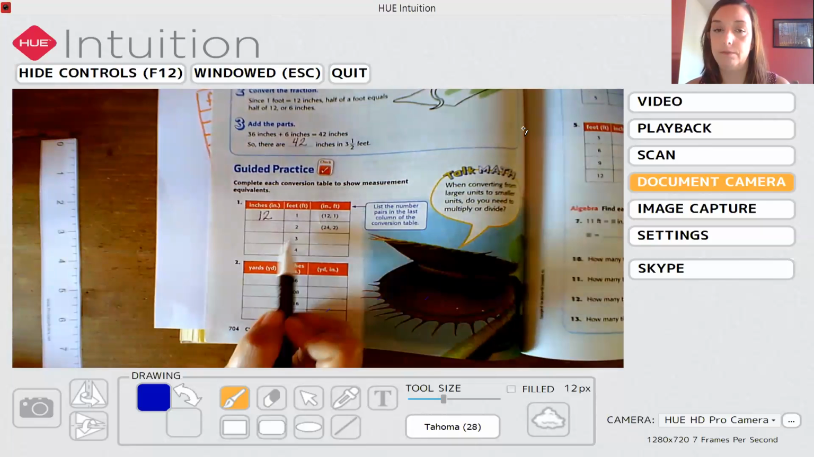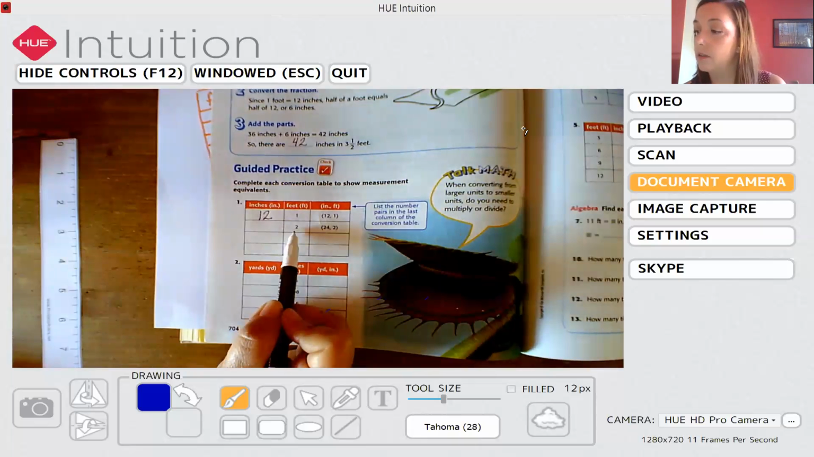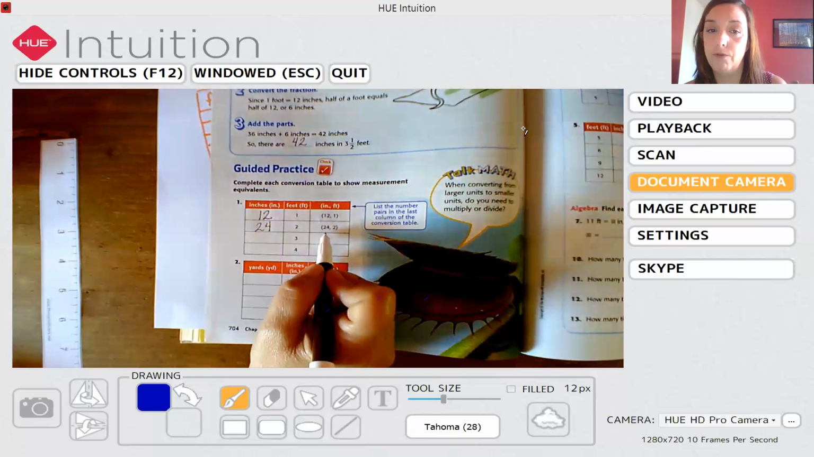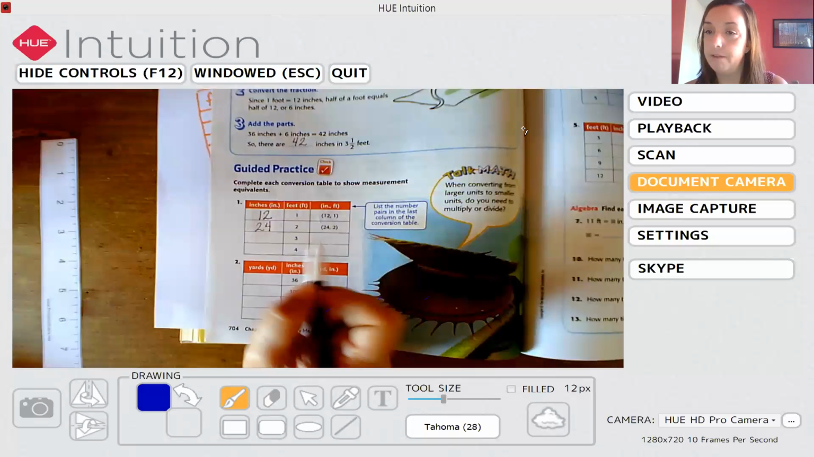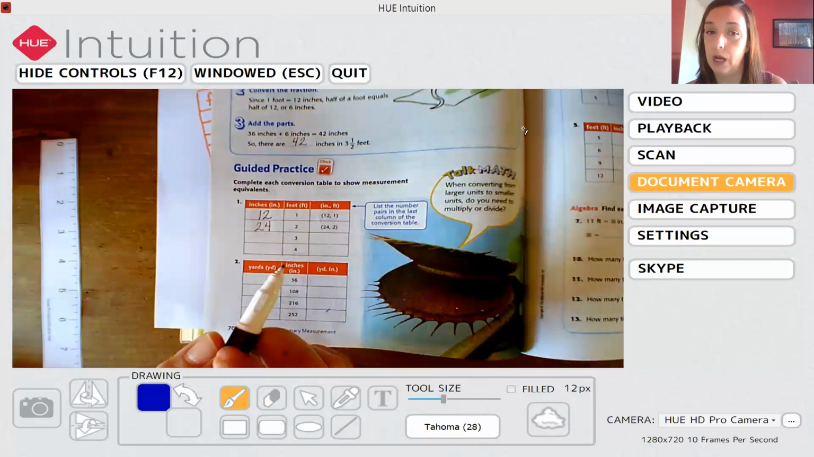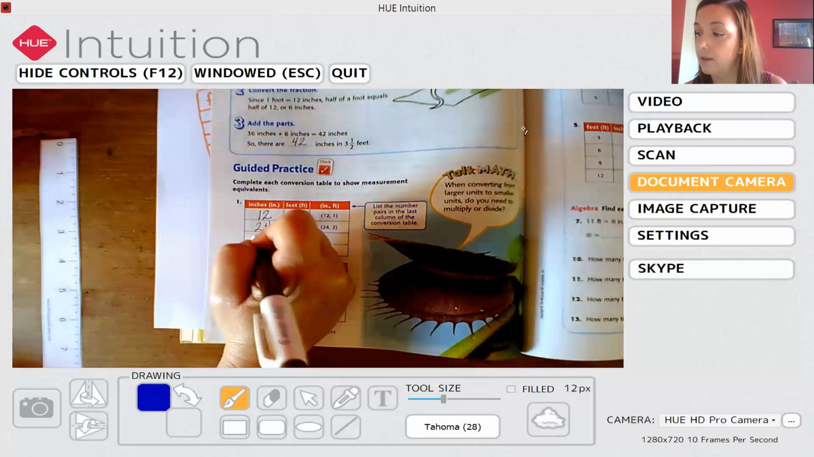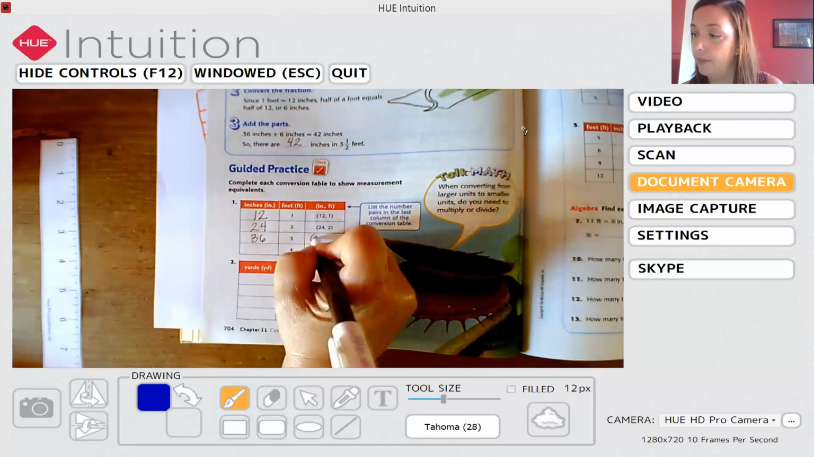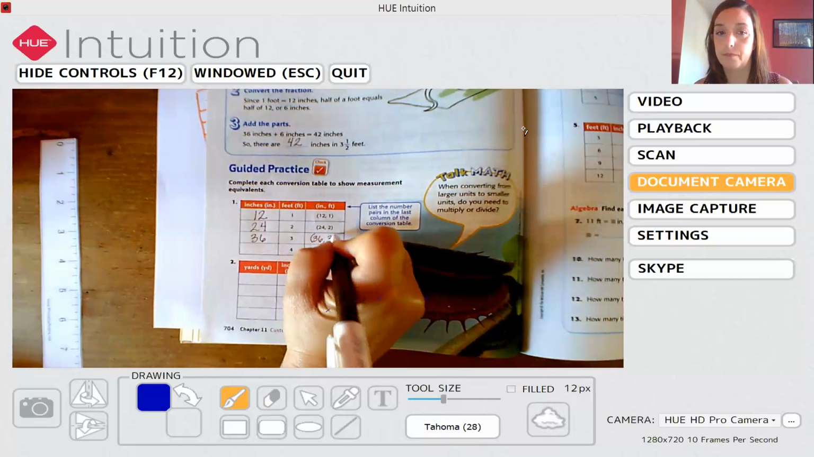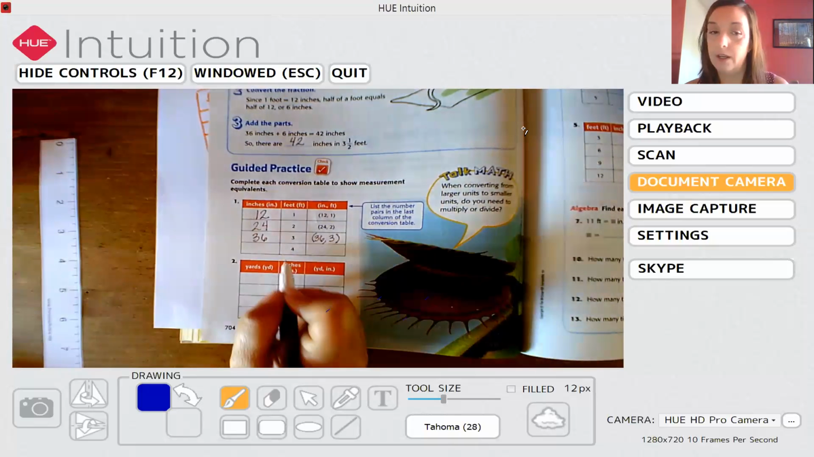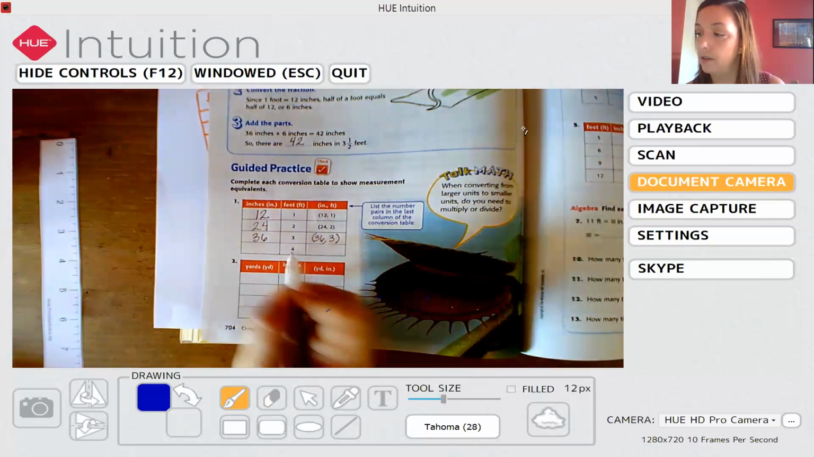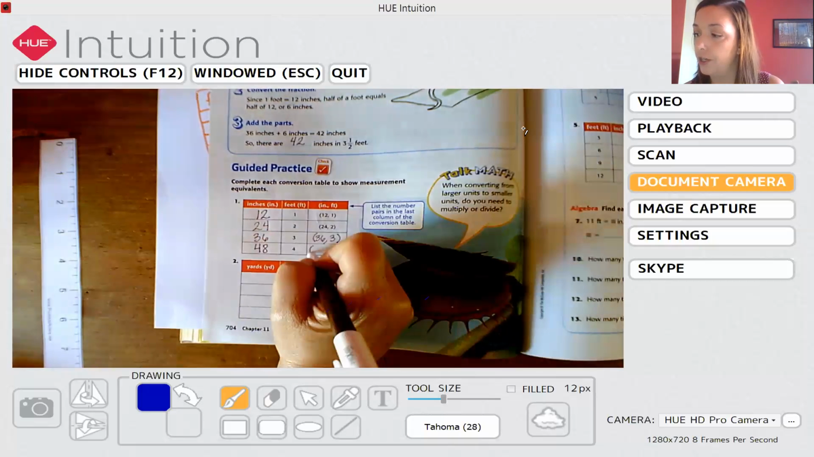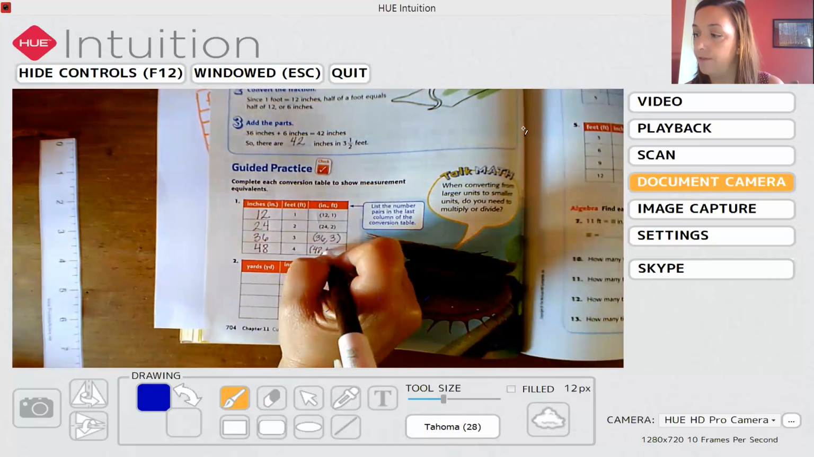In 2 feet, 2 times 12 is 24. So our ordered pair is 24, 2. In 3 feet, well, 3 times 12 would be 36. Then our ordered pair is 36 inches and 3 feet. For 4 feet, 4 times 12 is 48. So our ordered pair is 48 inches and 4 feet.